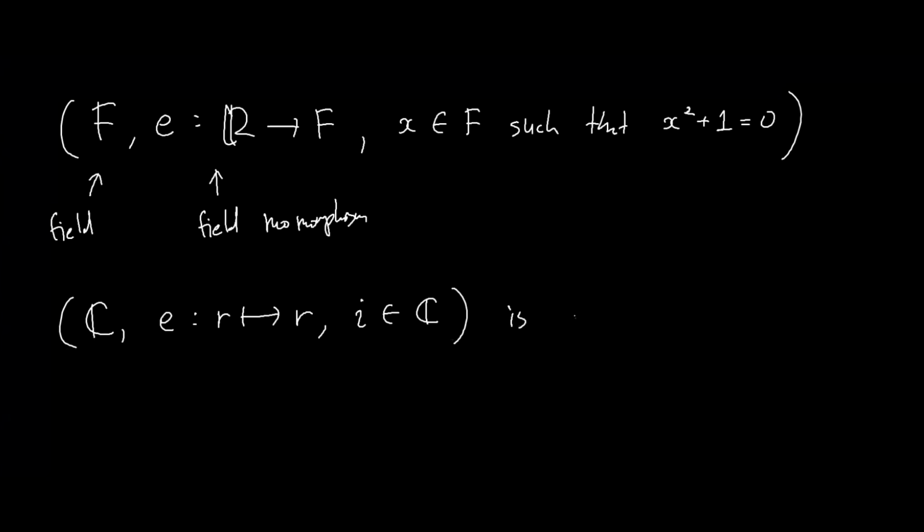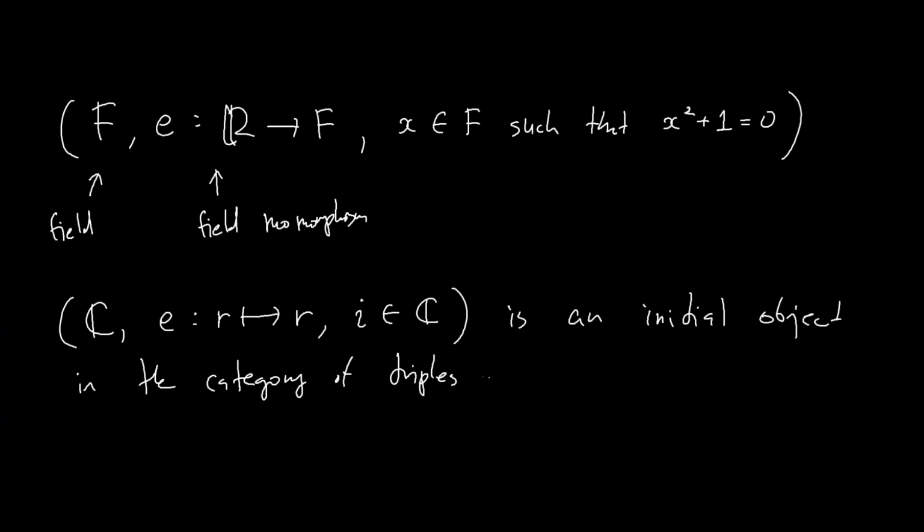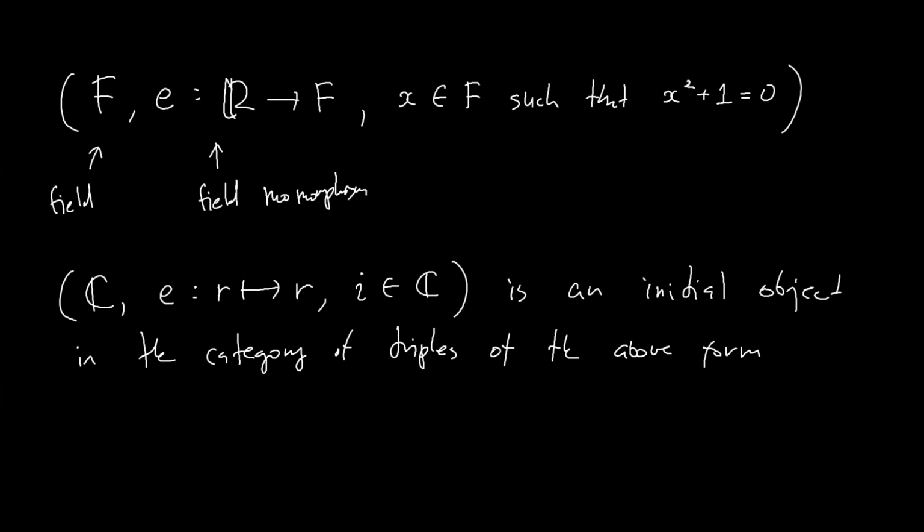This is an initial object in the category of triples of the above form. So can we say here that the initial object is in some sense the smallest? If my category is a preorder, so if for any two objects there is always at most one morphism between them, then I can think of it in terms of a binary relation. We usually call it less or equal. Then in this case, in an ordered set, the initial object will be exactly the smallest element.